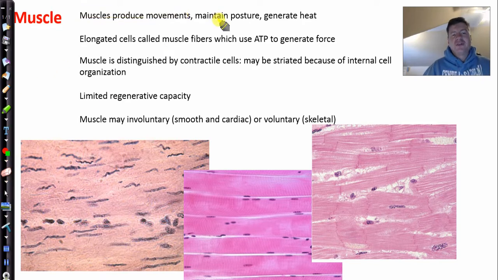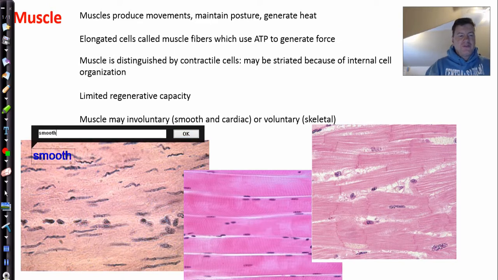Also notice that muscle is important for helping us maintain posture. It can generate heat. Whenever we shiver, we actually are going to be generating some heat from that muscle motion. So contractile cells are going to be the principal ingredient of muscle tissue. And we'll look at some of their anatomical differences as we consider the types below. So let's go ahead and label these.